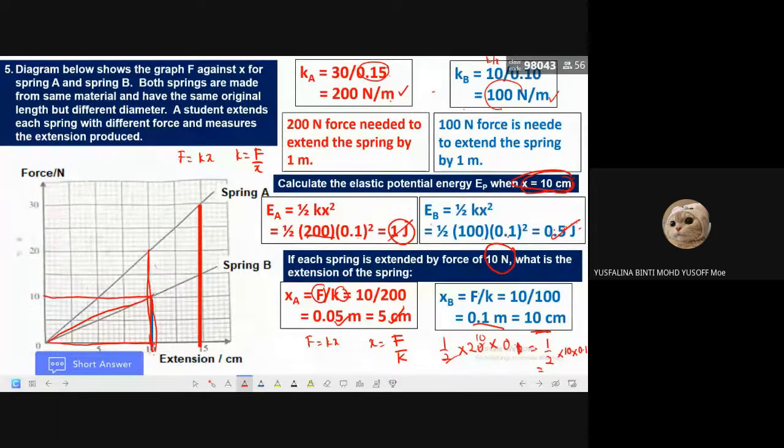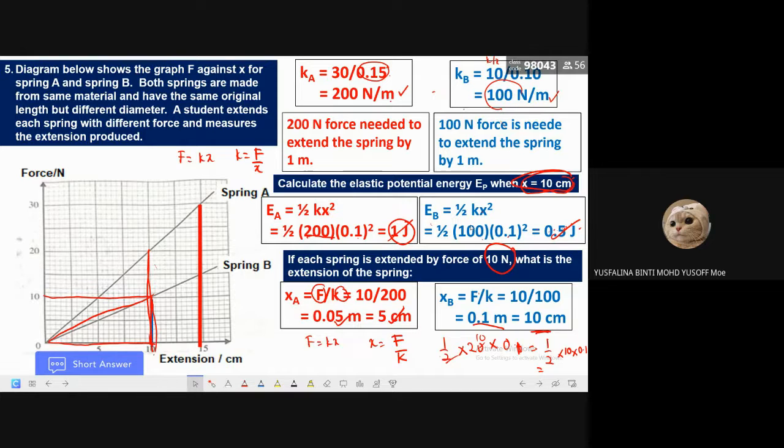Either you find the value of k and then after that you replace it, so it's quite a long calculation. So you can just straight away use the graph if they give you a graph. If they didn't give you a graph, then you need to find the k like this, and then you can replace it in the formula.